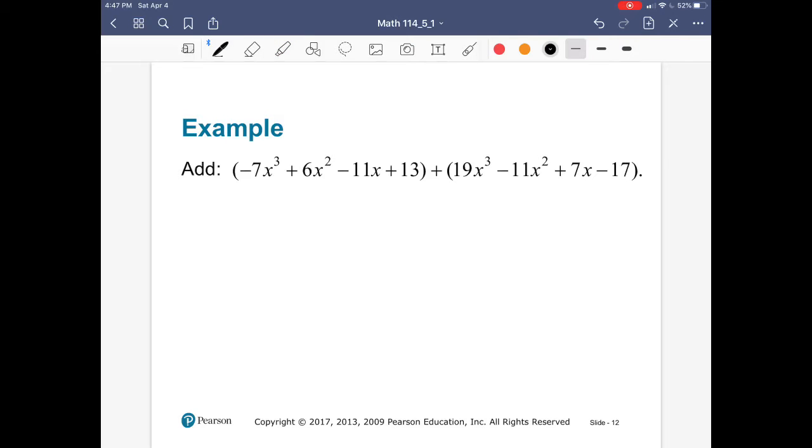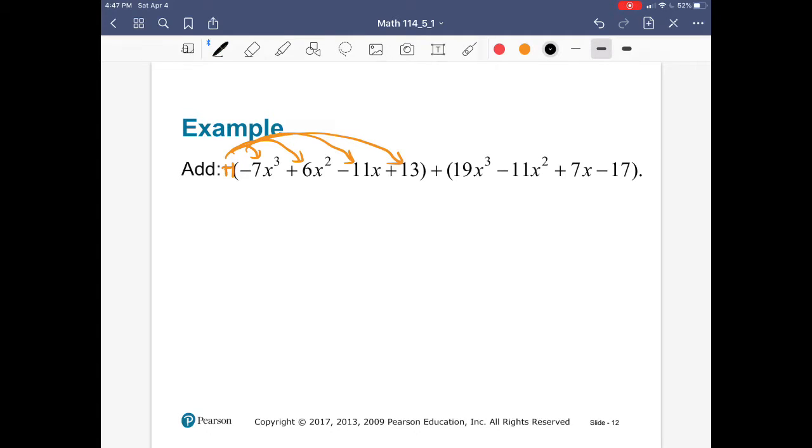So let's see an example of this. We have negative 7x cubed plus 6x squared minus 11x plus 13 plus 19x cubed minus 11x squared plus 7x minus 17. Even if we don't have anything, we have a positive right there. Let's make it a little bit more like this. So we're going to distribute that positive to each and every single one. Remember, that's a positive 1.